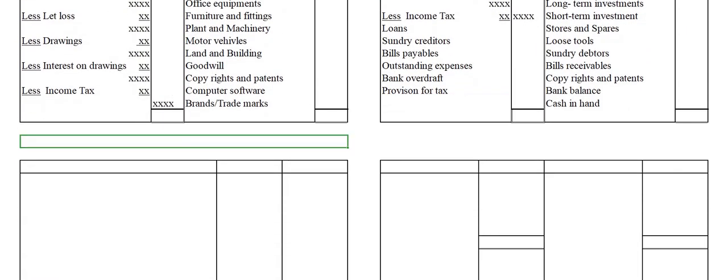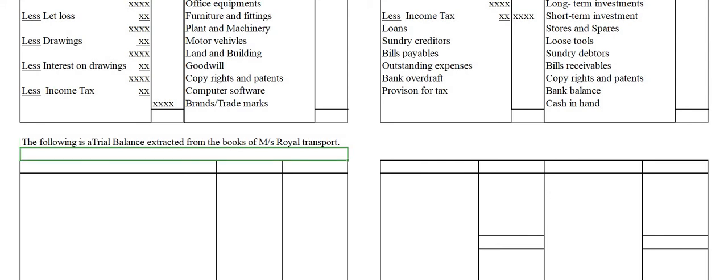Okay, so now let us solve a question. We will be preparing a trading account, profit and loss account and balance sheet. So here is the question. Following is the trial balance extracted from the books of Messrs. Royal Transport. You are required to prepare final accounts for the year ended 31st March 2020.